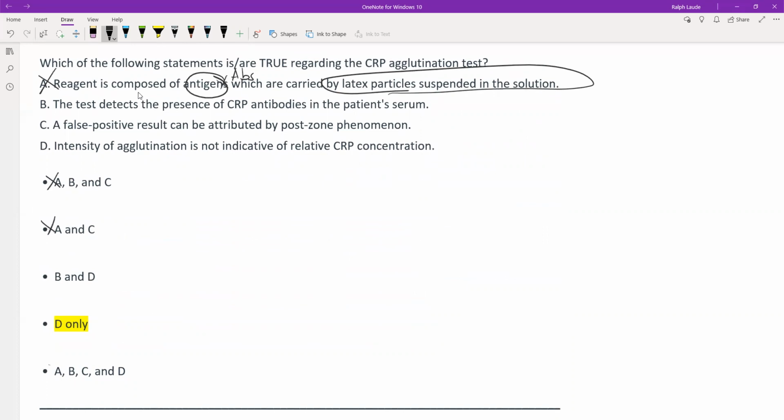So, A is out. So, you are left with B and D. The test detects the presence of CRP antibodies in the patient's serum? No. We are going to detect the presence of CRP with the use of antibodies. So CRP is our antigen. So that is wrong, so that is letter D. That is how you are going to answer these types of questions. Once you are sure that one choice is wrong, the choices that involve that letter are out. So you are able to narrow down your answers. So of course, there is no choice with C and D, so most likely C is wrong.